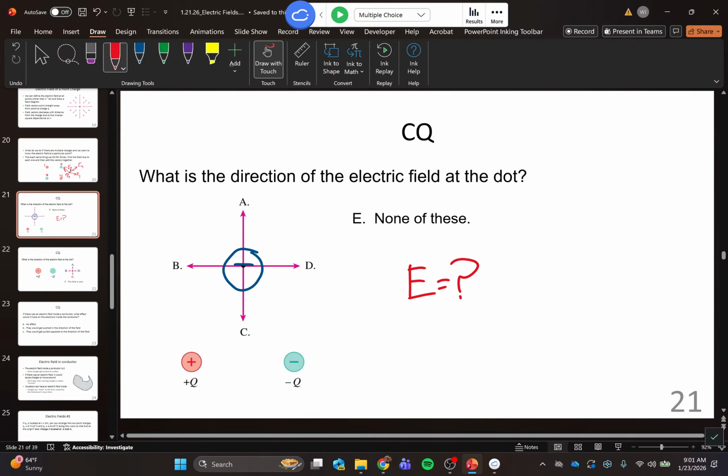It's a useful practice if you're afraid of messing up. If it says electric field, put an E. If it says force, put an F. If you write the right letter, you're way less likely to make a silly mistake. So in this case, I said the field of this dot.